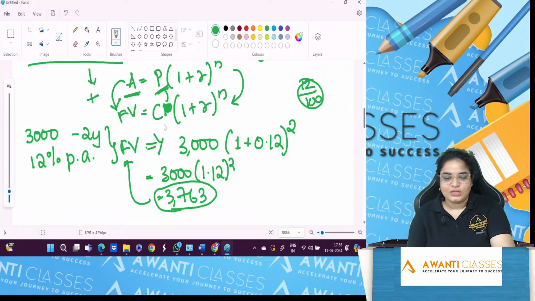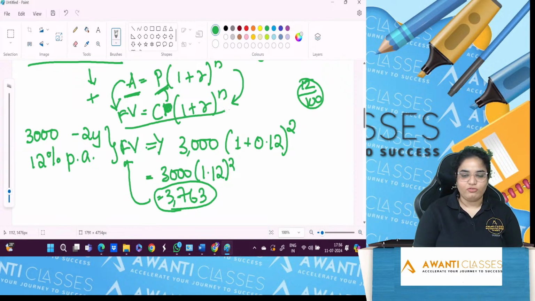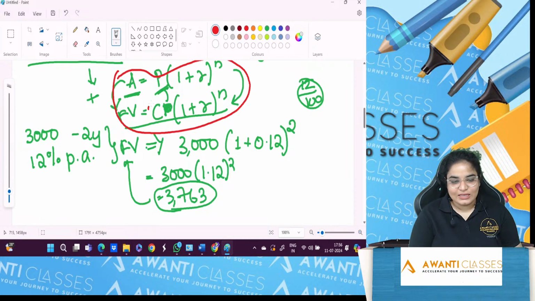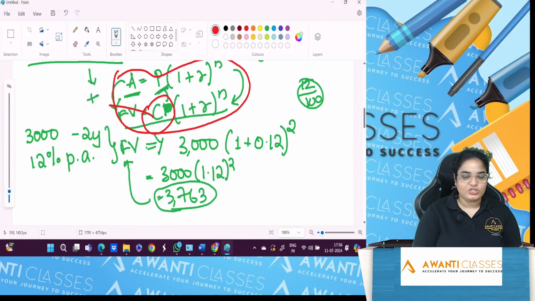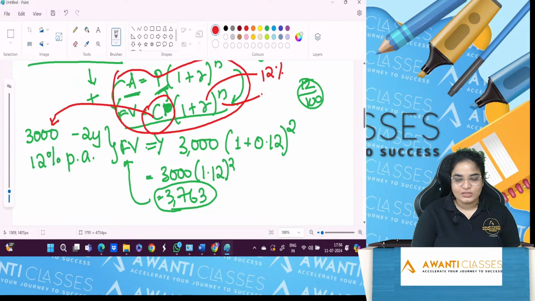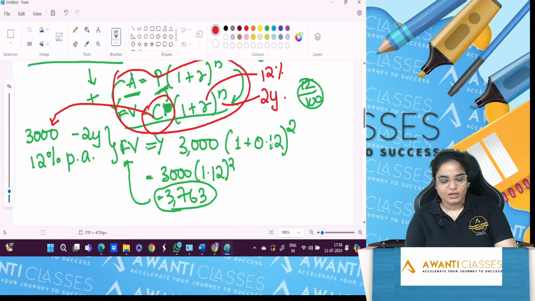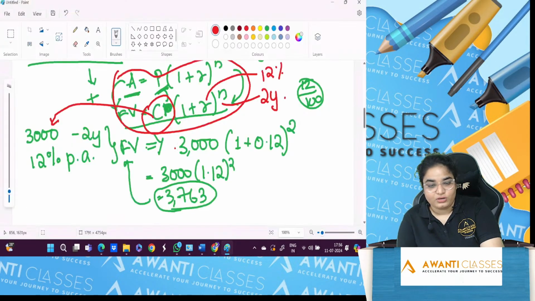FV is equal to C into 1 plus R to the power of N. It is the same formula as before. C is your contribution, which is 3000 rupees. Okay, R is how much? Our bank said 12%. N is how much? N is 2 years. Why? They said 2-year investment, no? So 2 years. So once you solve the formula, it will be 3763 rupees. Sir, is it clear now?